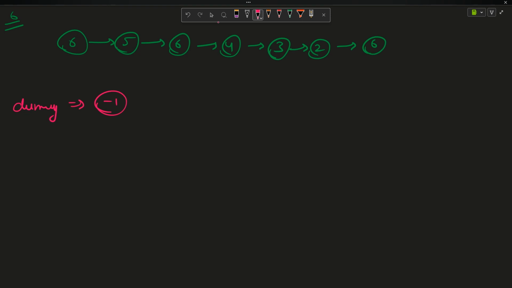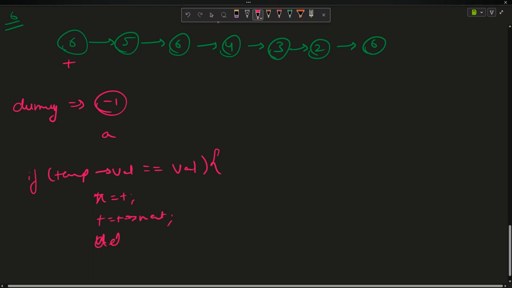So you do have this dummy node, right? Keep a traversal pointer here, so A here and temp here. Now what will I do? My approach says -1 is here, temp is here. If temp value is equal to the value I don't want, that is equal to value, so 6 in this case, then I will delete the node: x equals temp, temp equals temp next, and delete x.